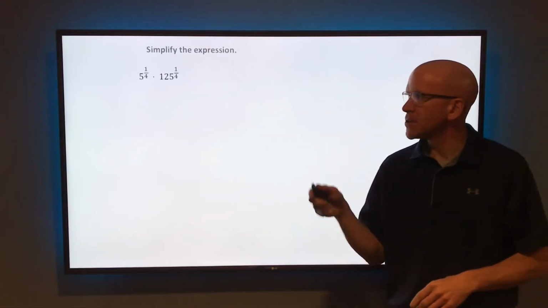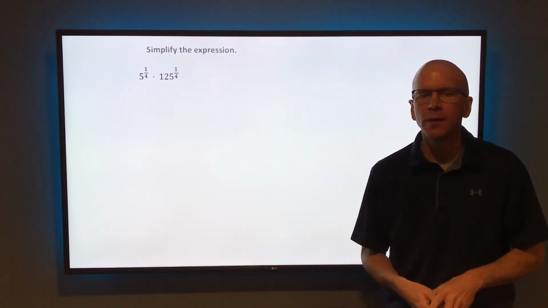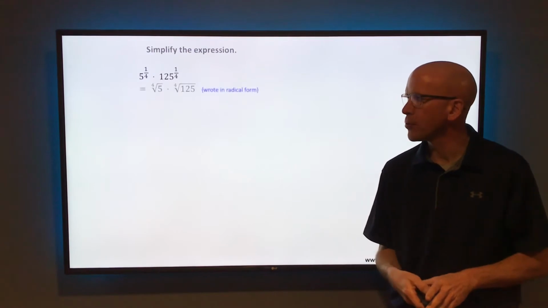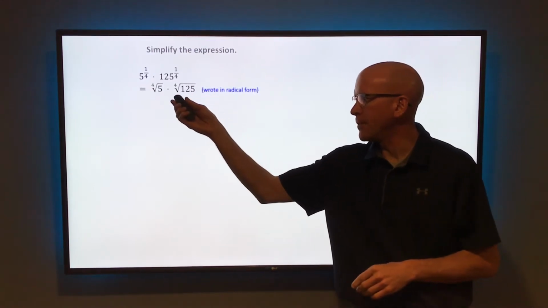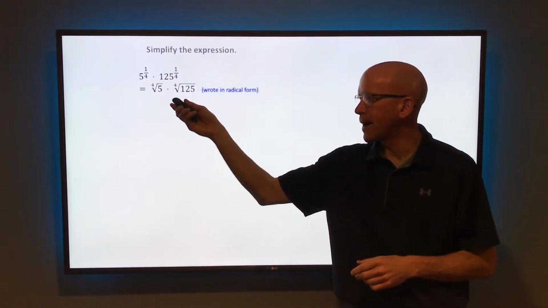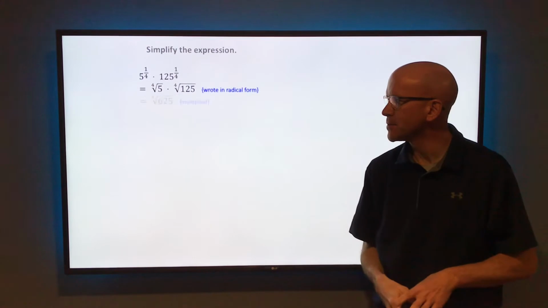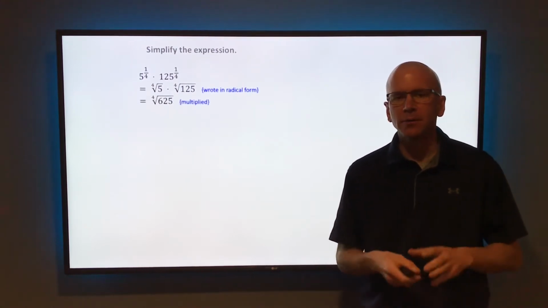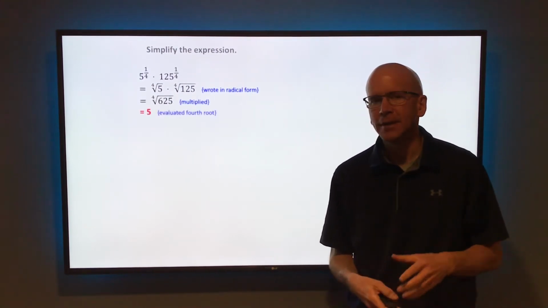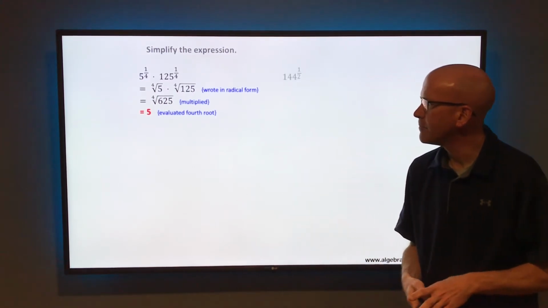We're going to simplify each expression, starting with 5 to the 1/4 times 125 to the 1/4. Well, 5 to the 1/4, that's the 4th root of 5. And 125 to the 1/4, that's the 4th root of 125. So if you're taking the 4th root of 5 by the 4th root of 125, that's going to be the 4th root of 625. You could use your calculator. The 4th root of 625 is 5. You take 5 by itself 4 times, that is 625.